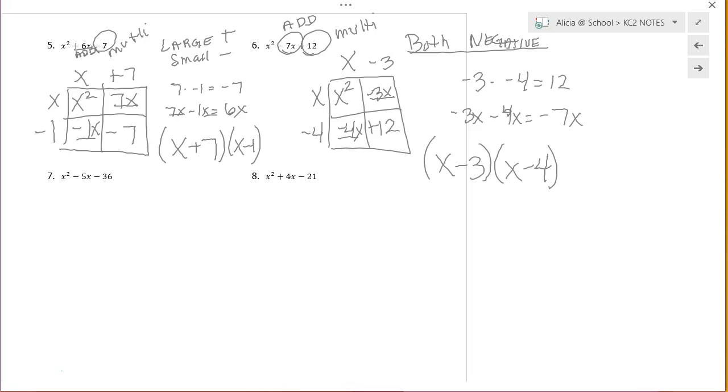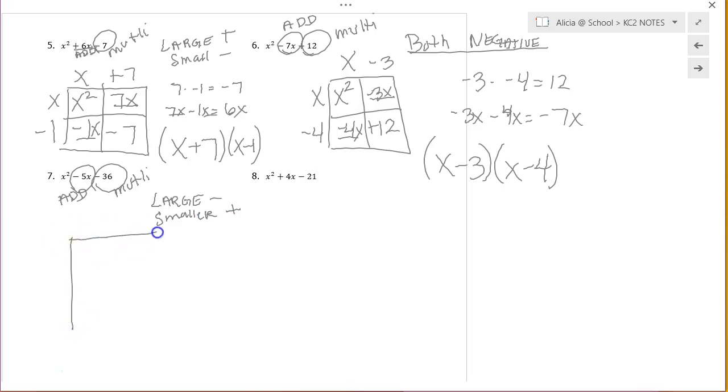Last two here, I have a negative that I'm multiplying to. So I would be looking for 36 on my multiplication chart. And then I need two numbers that add up to a negative 5. So if they're multiplying to a negative but also adding to a negative, that means my larger number is going to be negative, and my smaller number is going to be a positive, right? Because they have to be opposite signs if they're multiplying to give me a negative.